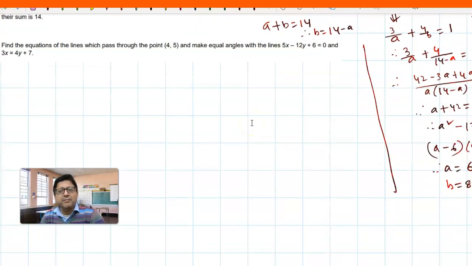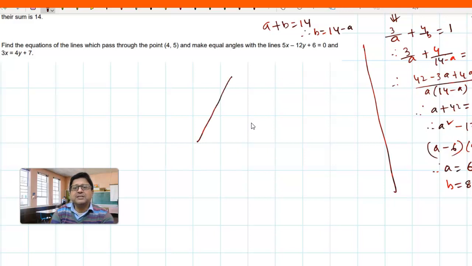And the next one: find the equation of the line passing through this point, making equal angles with the lines. This is an important question. You all can try it. Equation of the line making equal angles with this and this. So this is the line, this angle is theta, this is also theta. These two are given lines.